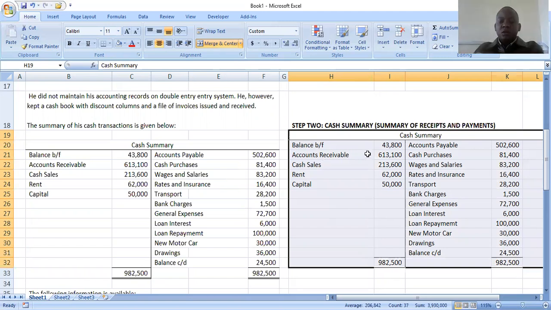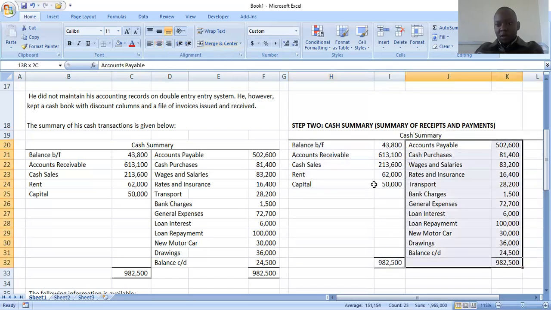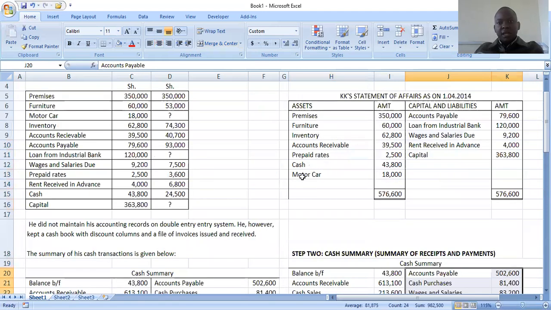So step 2 shows the cash summary, which is simply the same as the cash book or the summary of receipts and payments that shows the inflows and outflows of cash, or the payments and receipts of cash. So in the cash book, we have on the debit side inflows, and on the credit side, we have the outflows of cash. And then the other account you have is motor car.